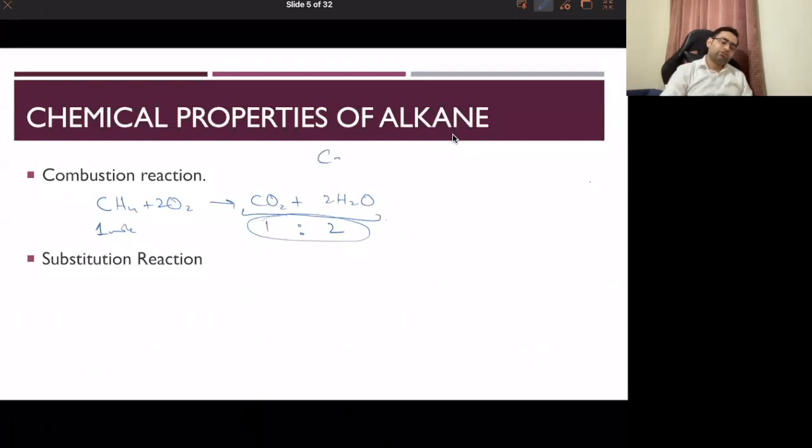If you burn C3H8, it is going to form carbon dioxide and water. To balance it, you multiply by 3, and this is 4. Plus oxygen, this is 3 to the 6 and 4, 10, so 5O2. So this is a combustion reaction.